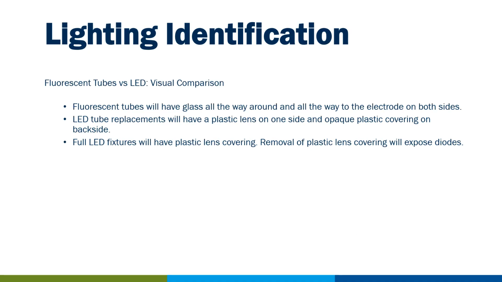Another type of common conventional lighting fixture found in almost all commercial and many residential buildings is the fluorescent tube fixture. Fluorescent tubes come in various sizes and lengths and have glass all the way around and all the way to the electrode on both sides. There are direct LED replacements available on the market that fit into fixtures made for fluorescent tubes. These will have a plastic lens on one side and an opaque plastic covering on the back side.